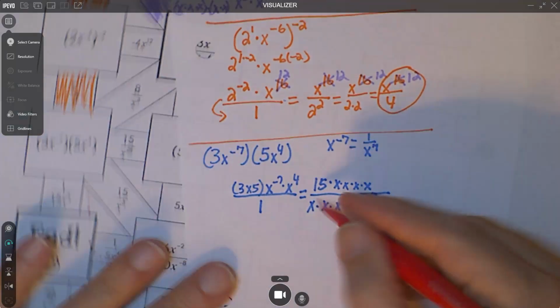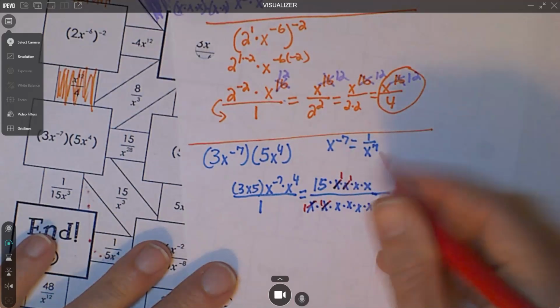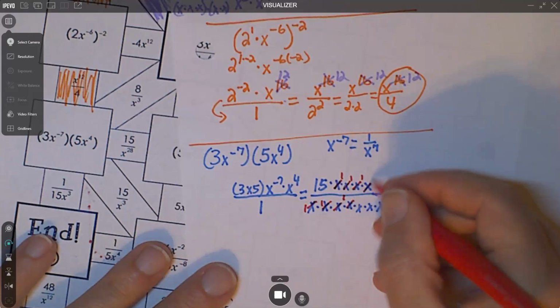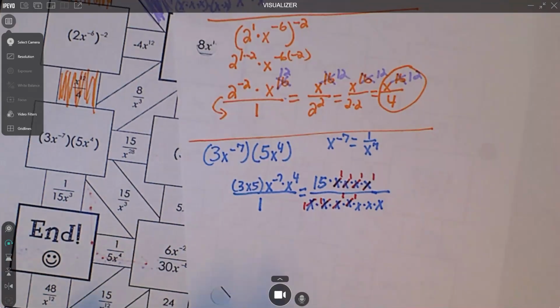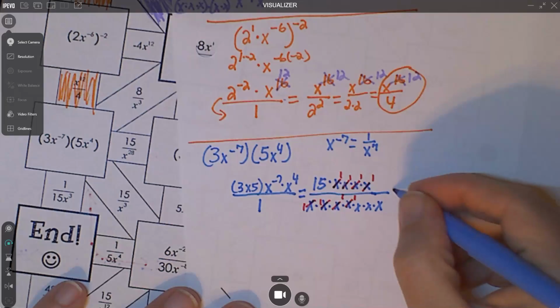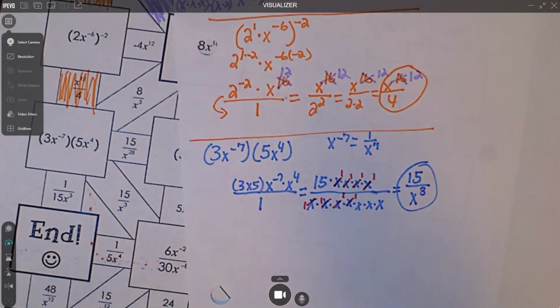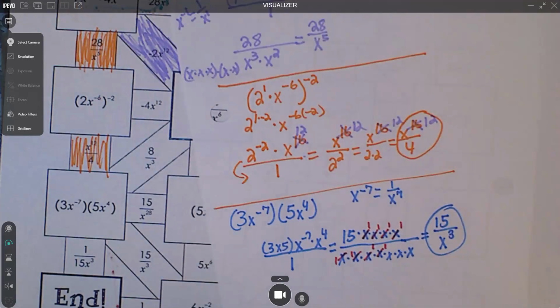Okay, x divided by x is 1. X divided by x is 1. We've got x times x times x. So if you want to write that as an exponent, let's say, did I do something wrong? Because that wasn't mathing.